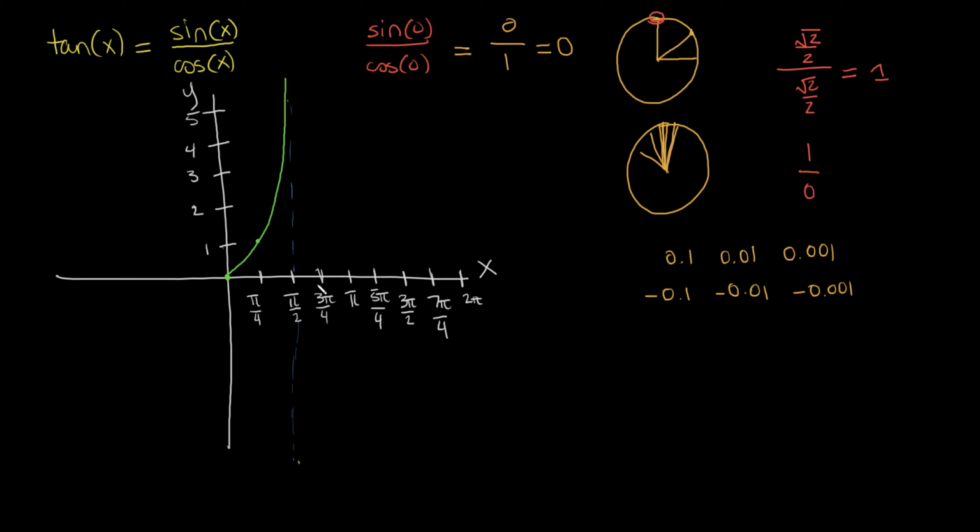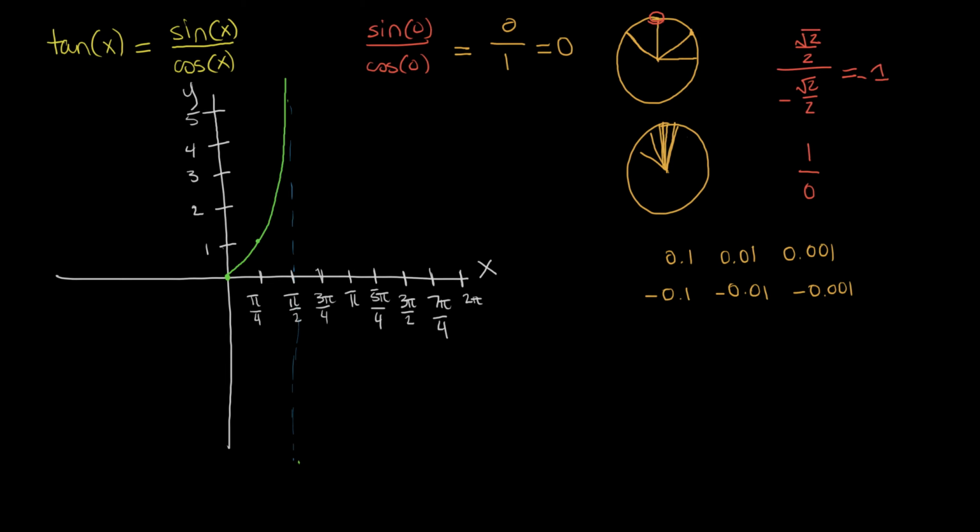All right, now let's think about 3 pi over 4. Well, if we think about what this is going to be, it's going to be here at 135 degrees. Well, the sine of this is going to be root 2 over 2. The cosine is going to be negative root 2 over 2. So if we added a negative sign here, then the answer just becomes negative 1. So we can graph here negative 1.